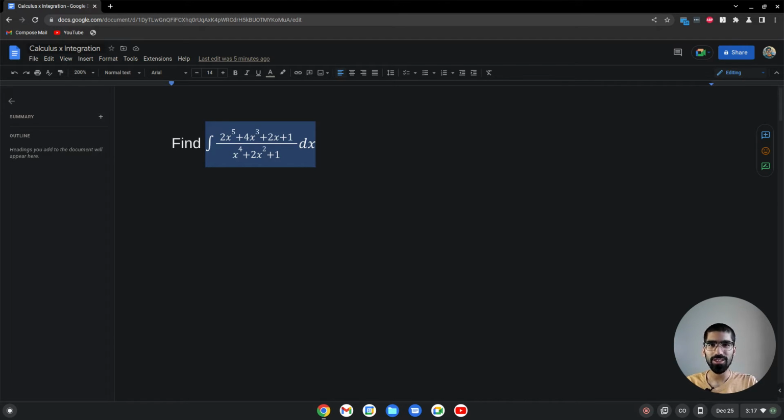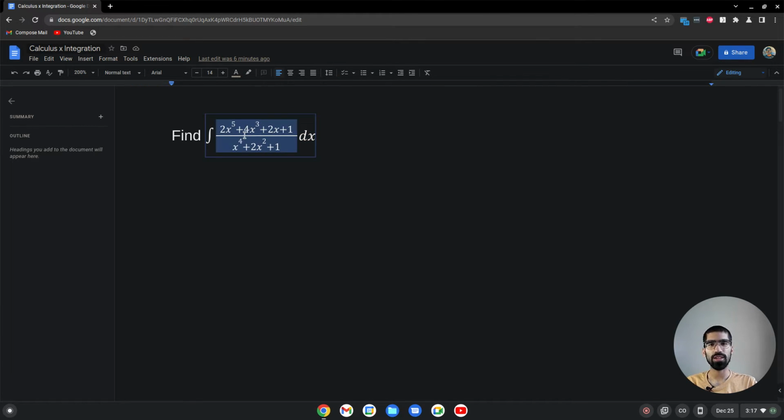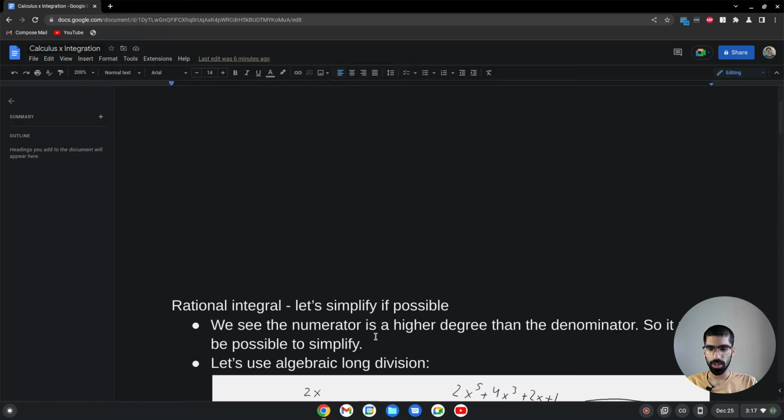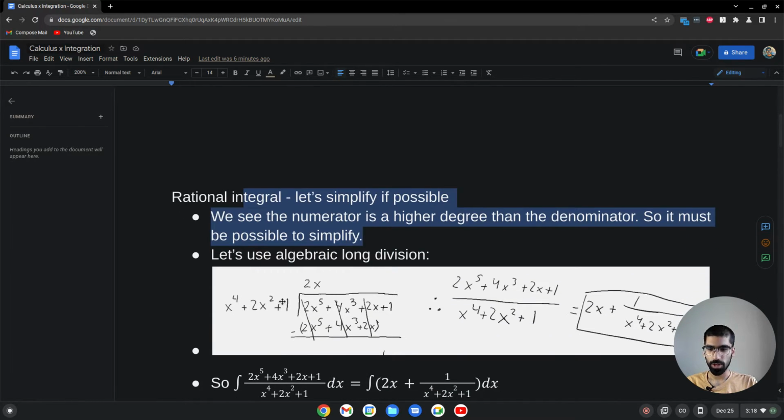We don't like it. However, we do notice that the numerator's degree is higher than the denominator's degree. So because of that, we're going to try to simplify this fraction using algebraic long division before we proceed. So I just wrote that out. Here's my algebraic long division.